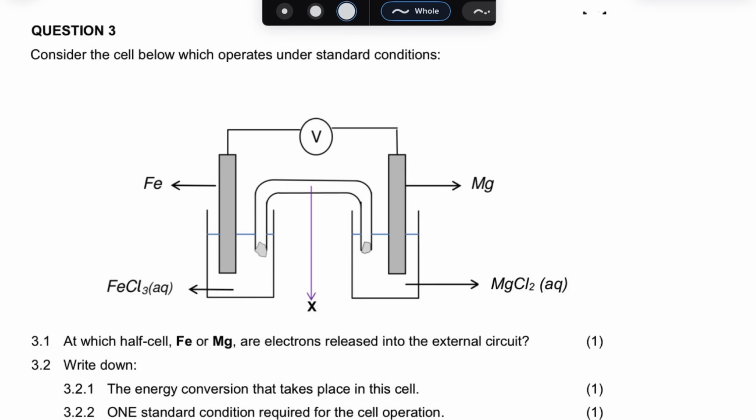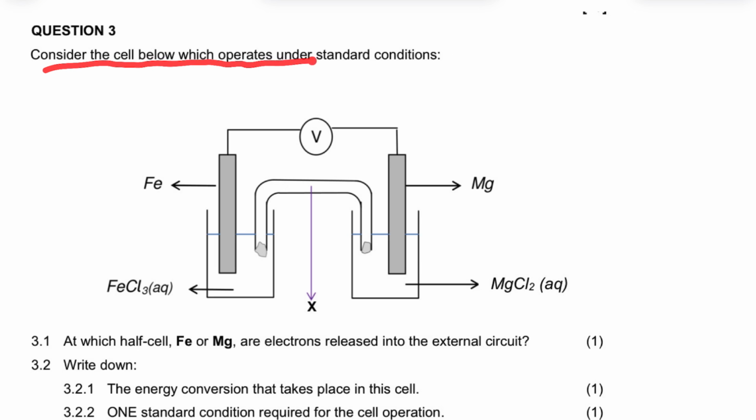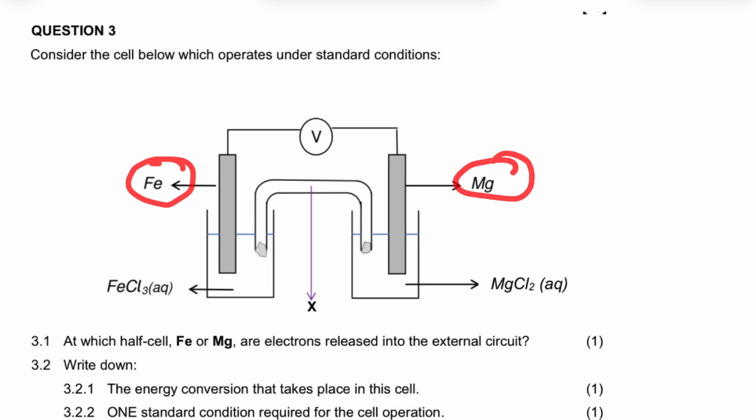Here's another question, guys. The electrochemical cell, which is the galvanic cell. Now let's cut to the chase. Consider the cell below, which operates under standard conditions. That's important. Now if you look here, guys, we have an iron and we have the manganese.